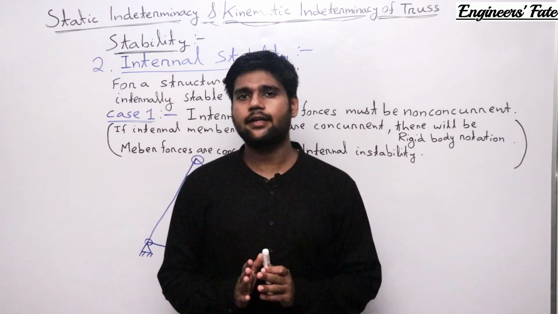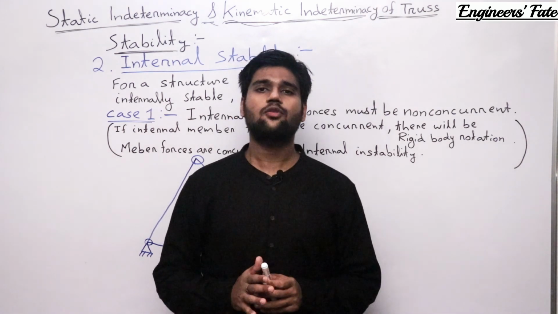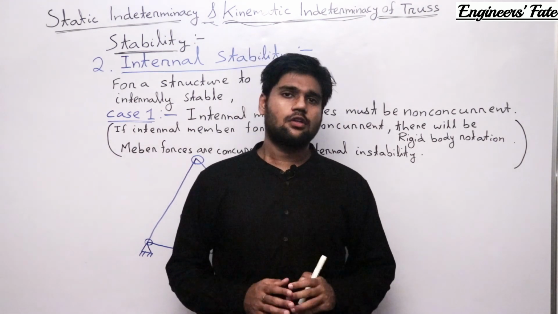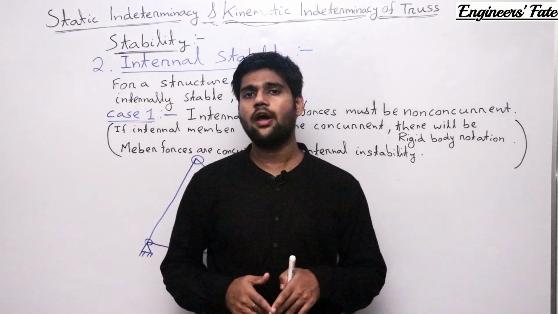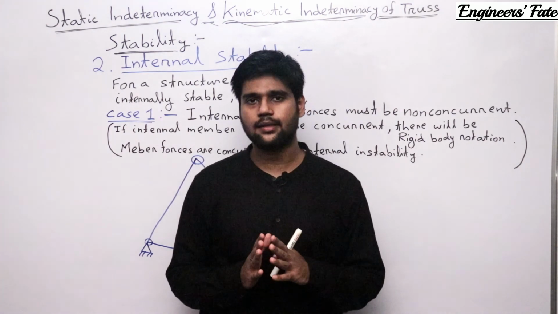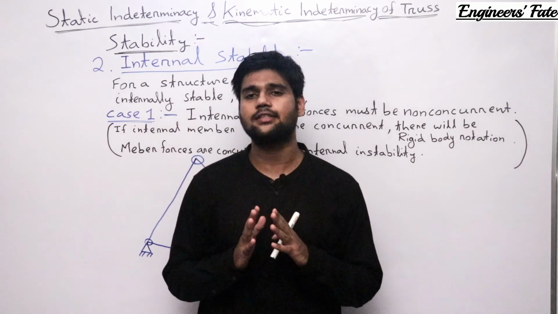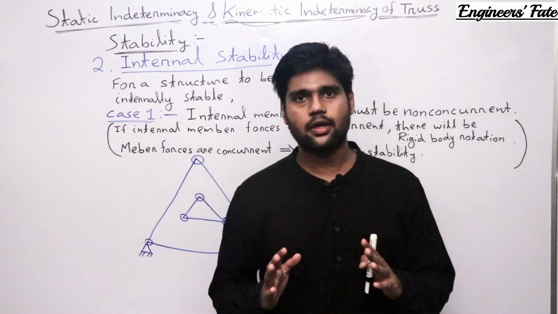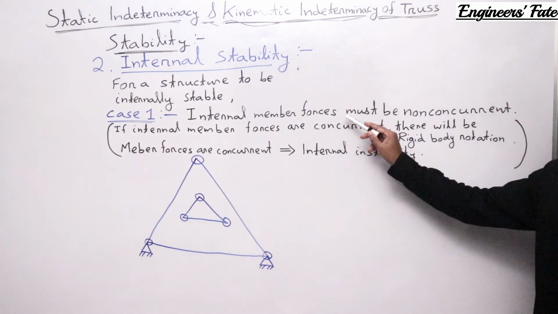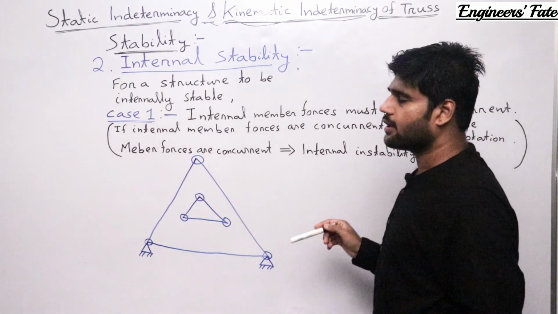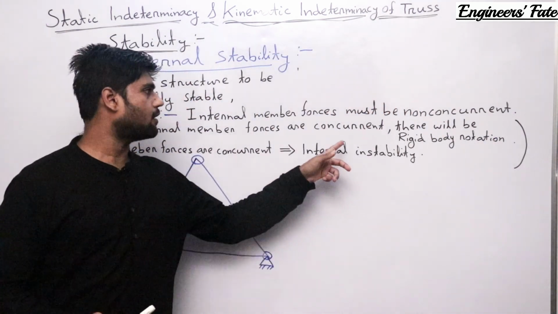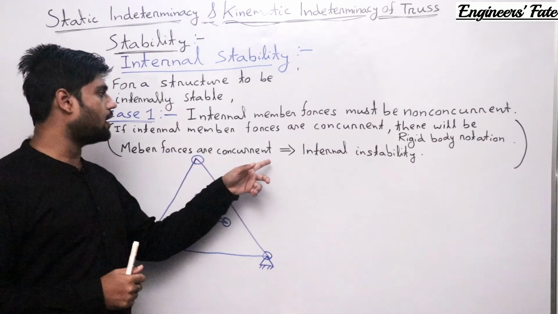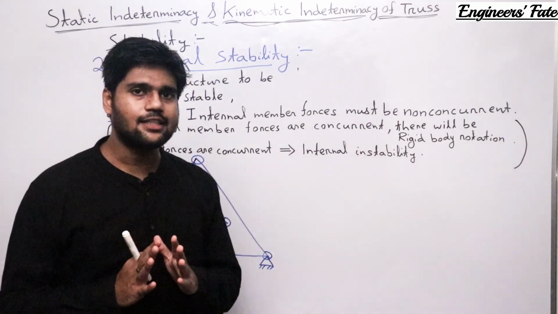So now we'll discuss internal stability of the truss. There are two cases of internal stability. We'll discuss the first case right now. According to the first case, for a truss to be internally stable, the internal member forces must be non-concurrent. If internal member forces are concurrent, there will be rigid body rotation. So concurrent member forces are a sign of internal instability.